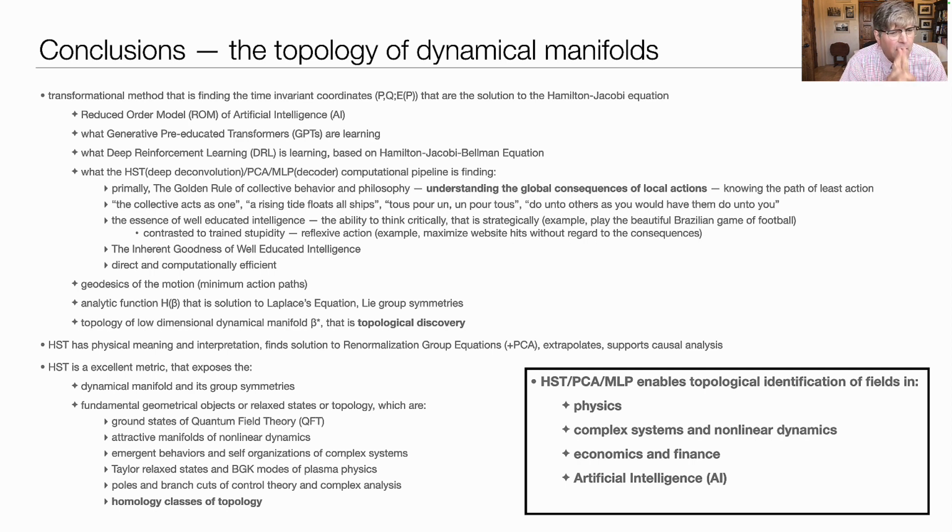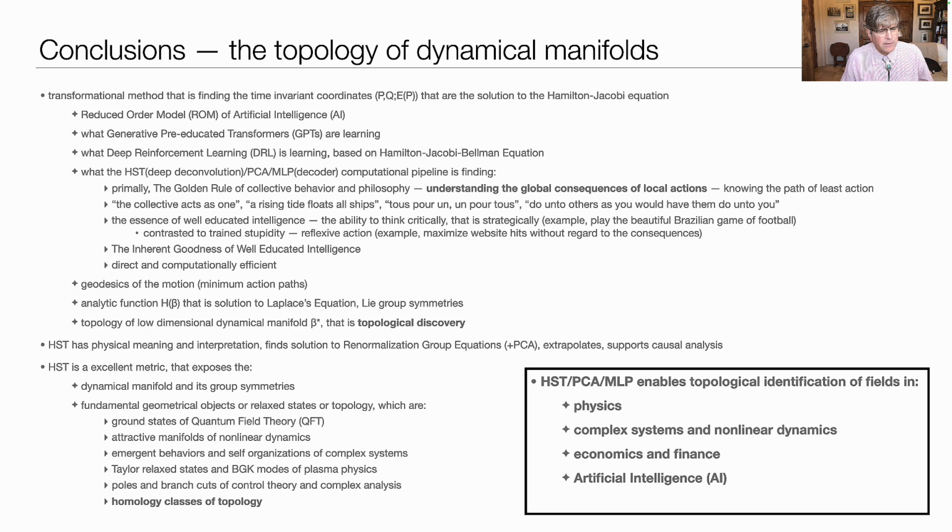This is contrasted to trained stupidity. This is reflexive action: see X, do Y. It has no knowledge of what's going to happen in the future. An example of this is maximizing website hits without regard to the consequences. Whatever gets you the hits, do it.